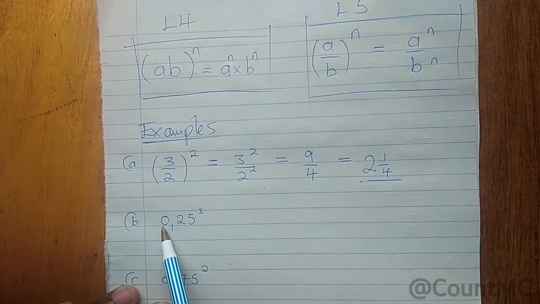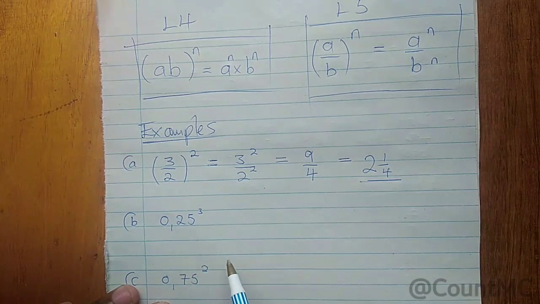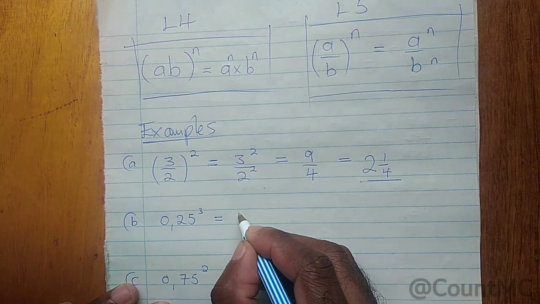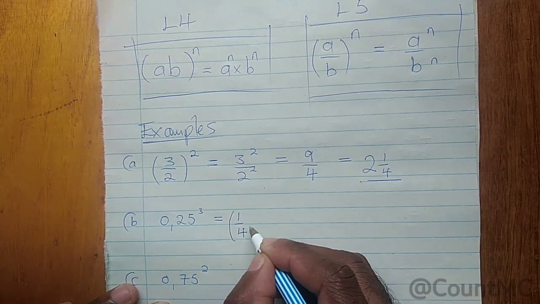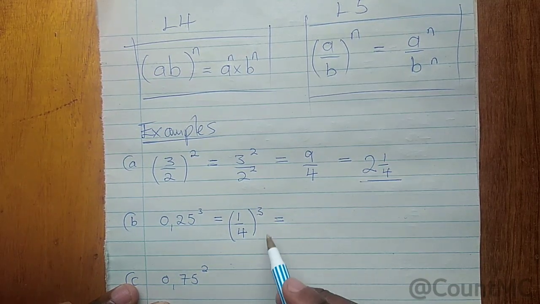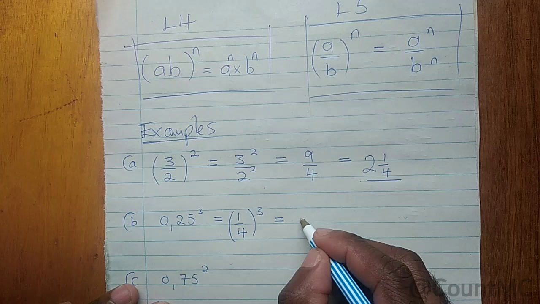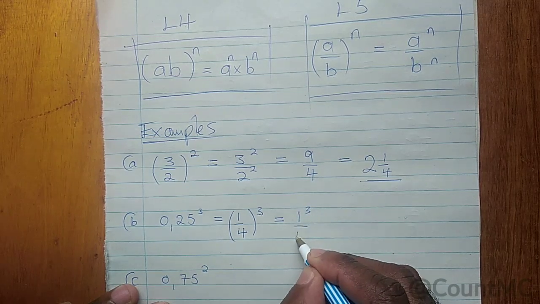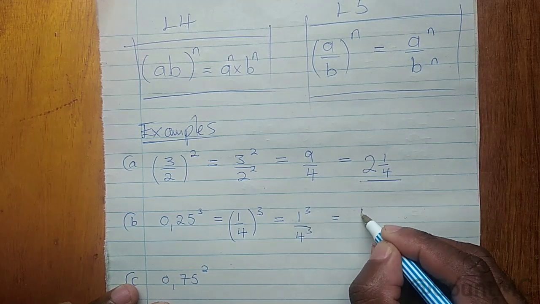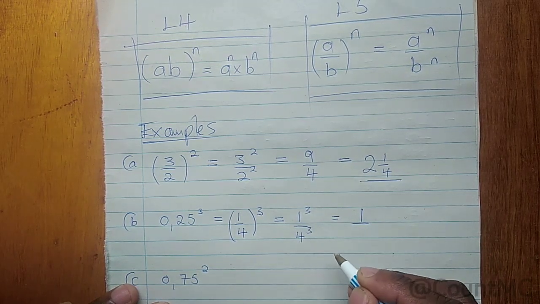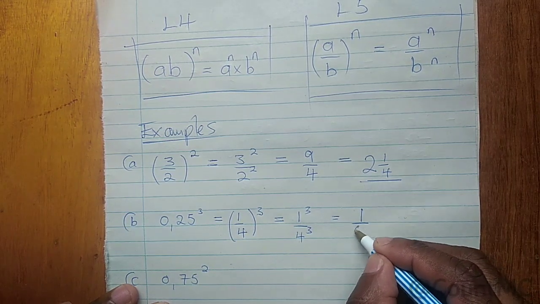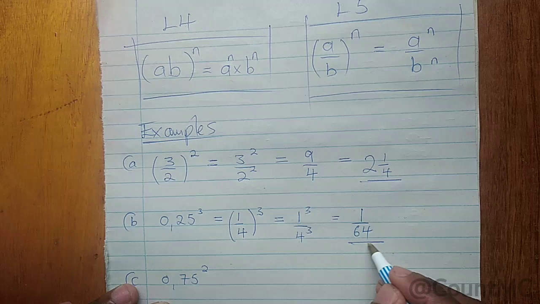Now, sometimes you are given a decimal. You should be able to convert decimals to fractions. 0.25, that's a quarter. So this is a quarter to the power 3. Now we can distribute the 3 inside. This will be 1 to the power 3 divided by 4 to the power 3. 1 to the power 3 is 1. 4 to the power 3, that's 64. 4 times 4, that's 16, times 4, 64.